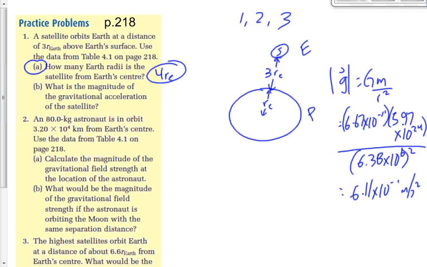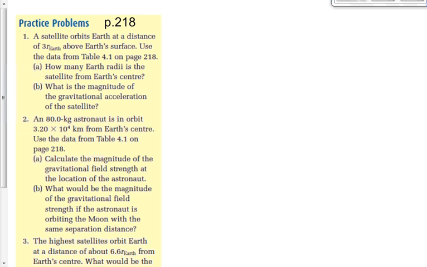All right, number 2. An 80-kilogram astronaut is in orbit this far from the Earth's center. Use the data on table 4.1, page 218, to find the magnitude of the field strength at the location of the astronaut and the field strength if the astronaut was orbiting the moon with the same separation distance. So here's the Earth.